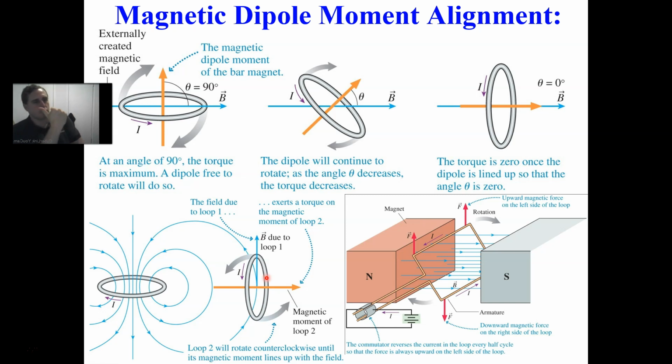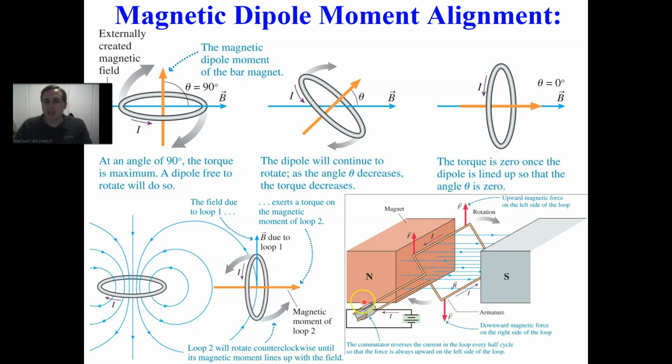So that's going to realign itself to be upward so that its magnetic dipole moment will align itself with this external magnetic field. So the field due to loop 1 points upward. It exerts a torque on the magnetic dipole moment of loop 2, and loop 2 will rotate counterclockwise until its magnetic dipole moment lines up with that field.